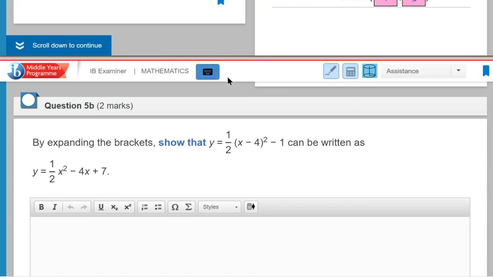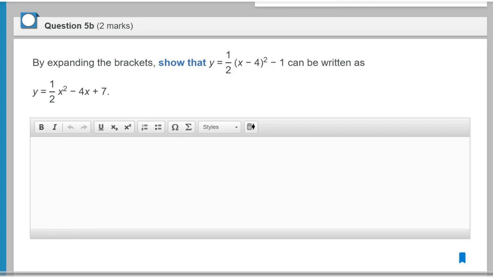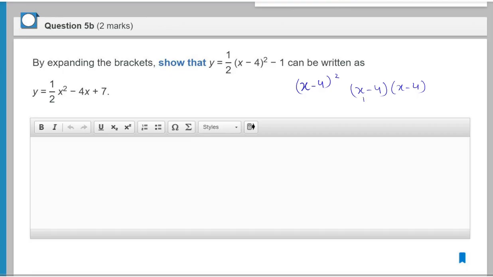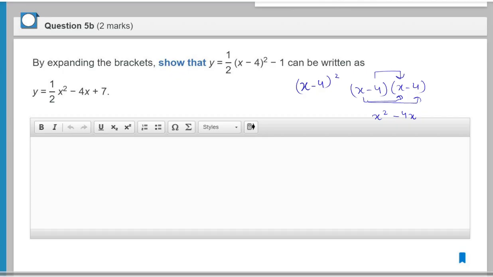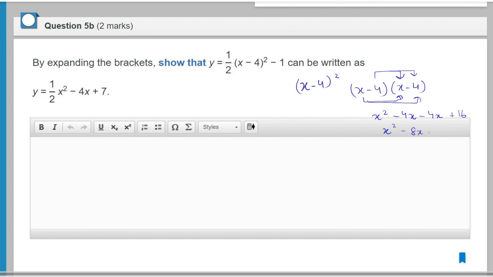By expanding the bracket, show that y equals half into (x minus 4) whole square minus 1. Okay, great. Let's expand this part first, (x minus 4) whole square. This can be written as (x minus 4) multiplied by (x minus 4). x into x becomes x squared, and x multiplied by -4 becomes -4x. -4 multiplied by x becomes -4x, and -4 multiplied by -4 becomes +16. This leaves us with x squared minus 8x +16, right? But here's the twist.